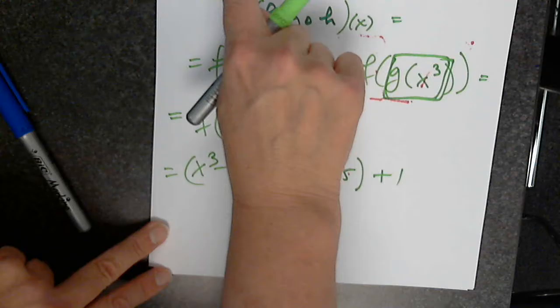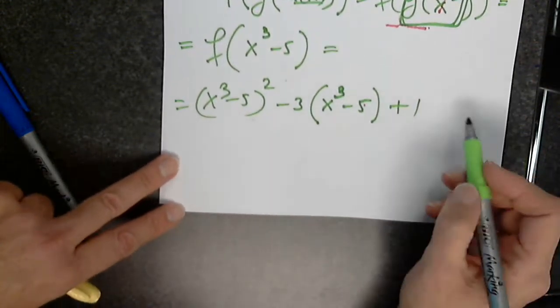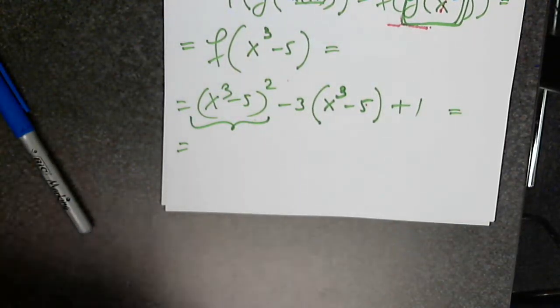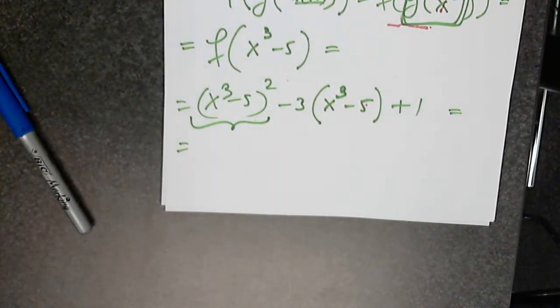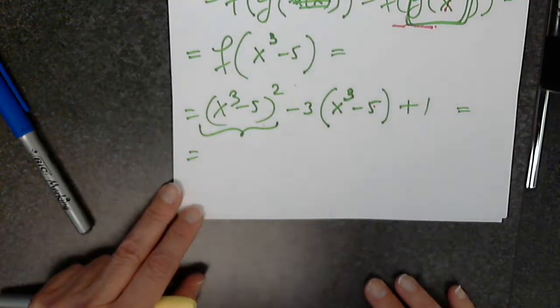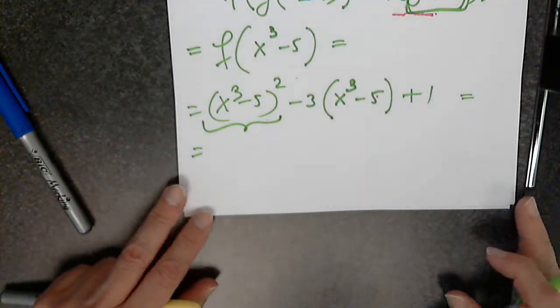Because the whatever now is x cubed minus 5. X cubed minus 5, x cubed minus 5. Good. So now we know how to square this. How many terms do I write? Please don't say 2. Good. So don't say 2, don't say 4. I didn't say you said that, but.